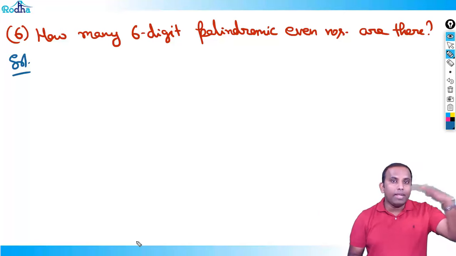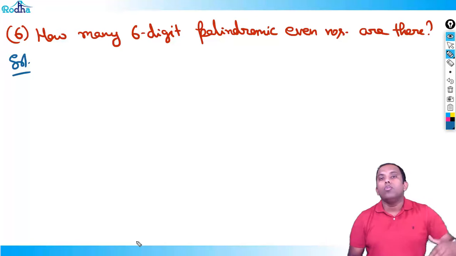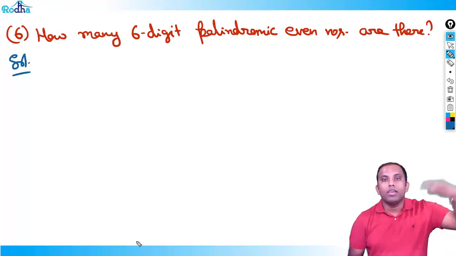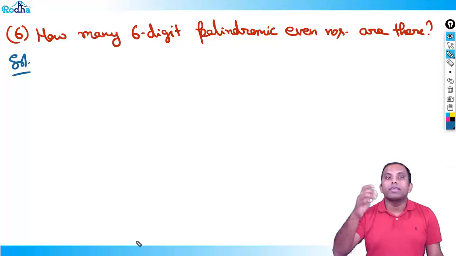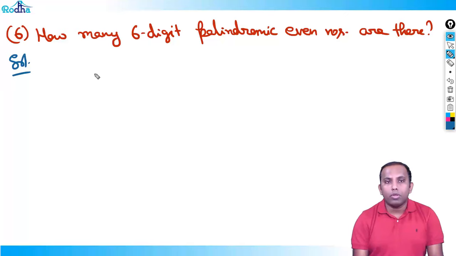Concepts are built, mind is built, IQ level is built when you solve the questions sequentially, one after the other, with the difficulty level increasing a little bit, right? So your mind starts thinking like that, right? So you have to build up your mind, okay? So how many 6-digit palindromic even numbers are there, right? Now I hope you can do it now.